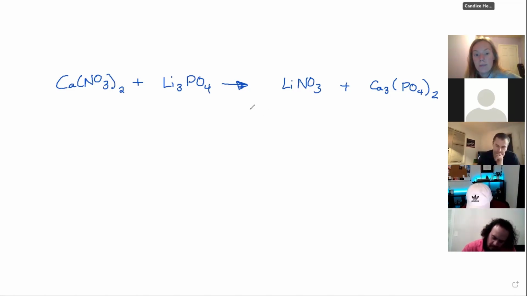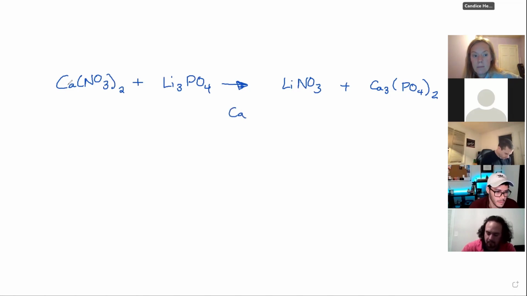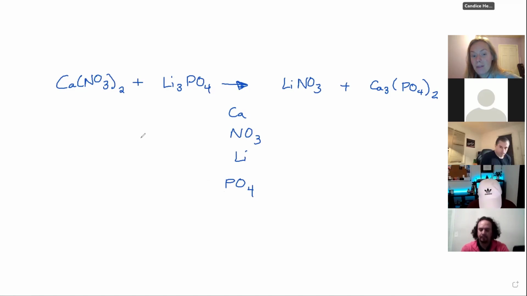Taking inventory of this, I think of there being 4 things: calcium, nitrate, lithium, and phosphate, which is PO4. That way I don't have to count up all these oxygens. There's a lot of oxygens. I don't want to have to manually count those all out. And I don't have to because they stay clumped together in their polyatomic packets.